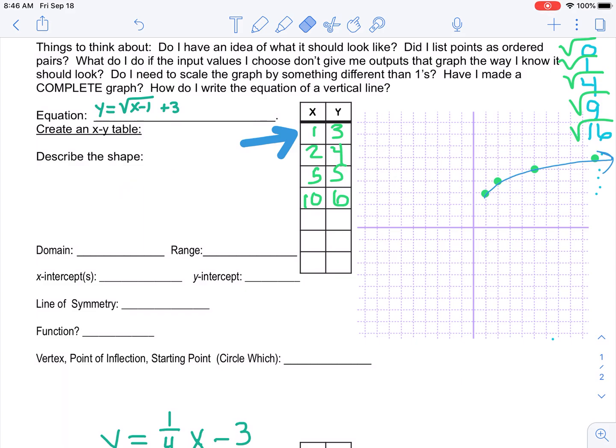All right, so for tonight's homework, all you need to do now is fill out the x-intercepts. In this case, there isn't any. The y-intercepts, in this case, there isn't any. Line of symmetry, you don't have to do that. And a vertex or starting point. So we do have a starting point. And the starting point for this looks like it's 1, 3, and this is my starting point. So that's what you need to fill out tonight, okay?